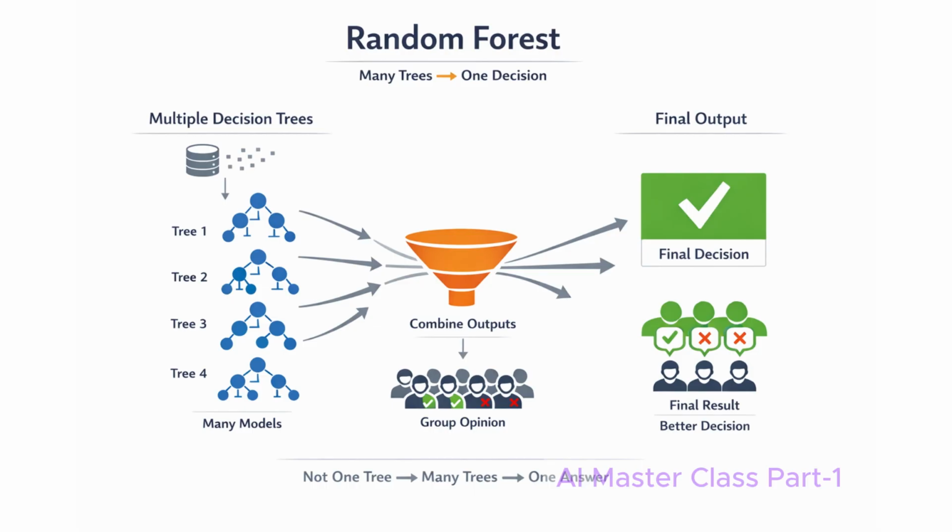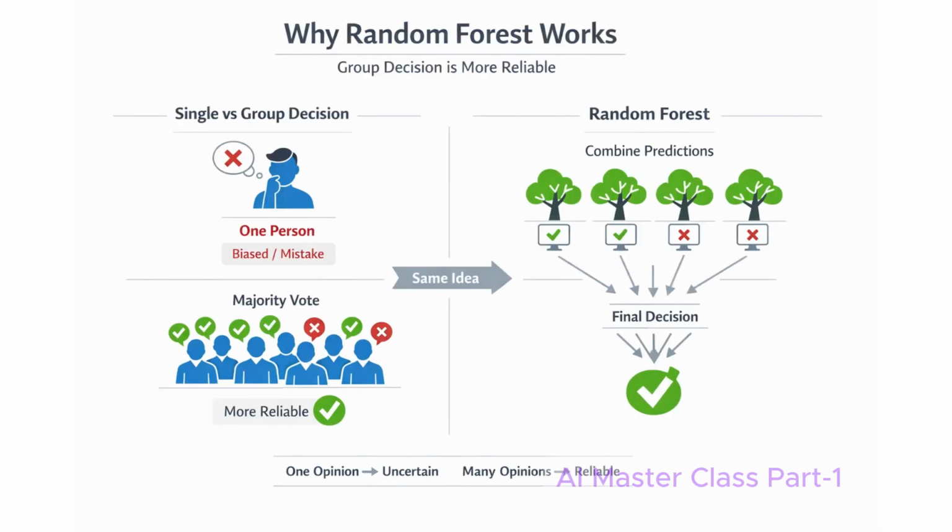So instead of relying on a single decision tree, random forest creates multiple decision trees and combines their output to make a final decision. So instead of trusting one single model, we are taking a group opinion. Now think about this as a real world scenario. If you ask one person for a decision, that person might be biased or might make a mistake. But if you ask 100 different people and take the majority vote, the final decision is usually more reliable. So random forests work in exactly the same way.